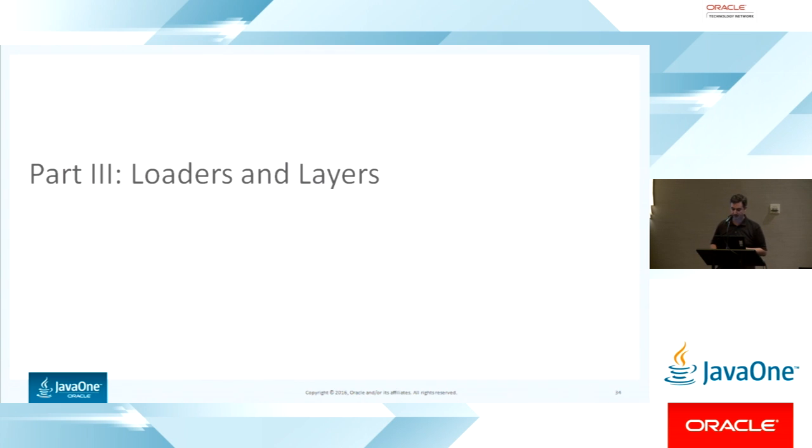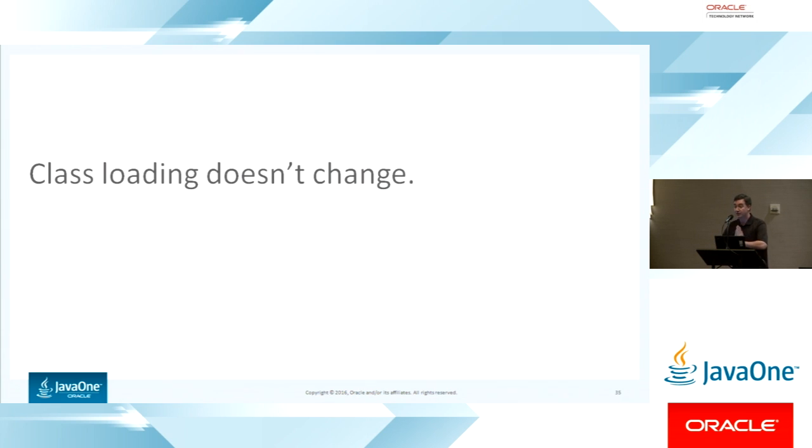Loaders and layers. I said before that strong encapsulation is independent of class loaders. This means that the model of class loading in JDK 9 is unchanged. The mechanism of loader constraints, for those of you who have been reading the VM spec, is unchanged. The notion of runtime packages is unchanged. The java.lang.ClassLoader API is essentially unchanged. Class loading doesn't change in JDK 9.